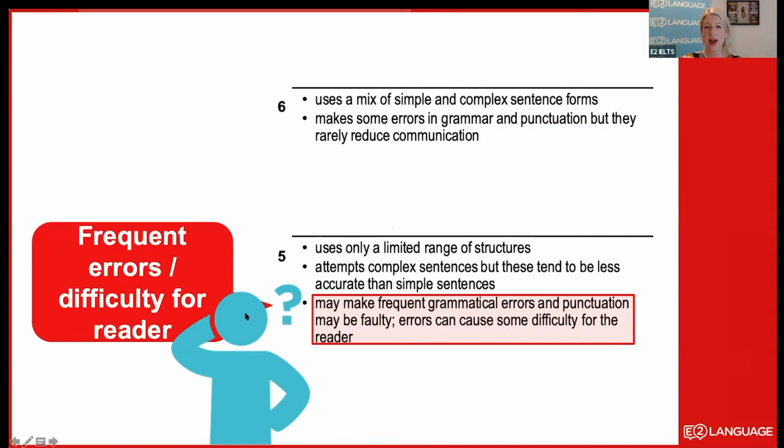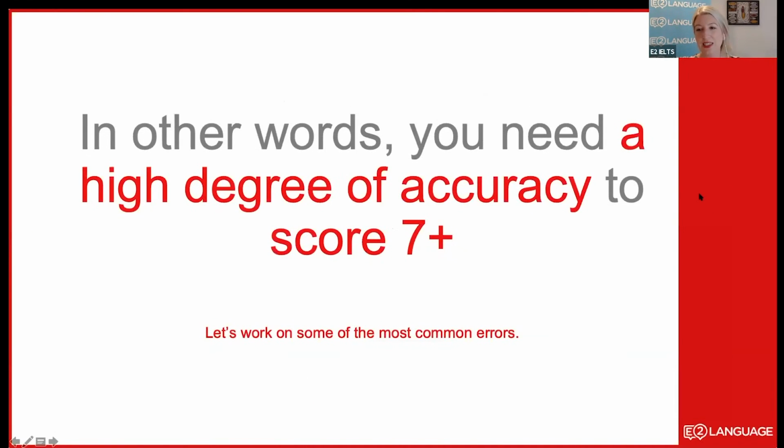Okay, so band 5, I'm struggling to understand. Band 6, I understand, but I can see errors everywhere. Band 7, no problem understanding, not so many errors. And band 8, we're getting close to perfect there. So in other words, you need, yes, a wide range, but also a high degree of accuracy to score 7 and above.